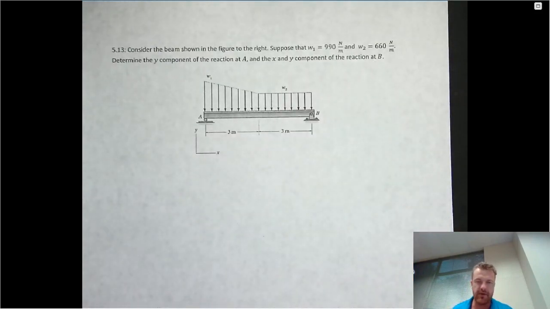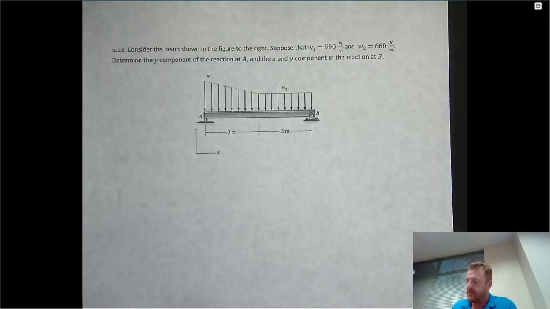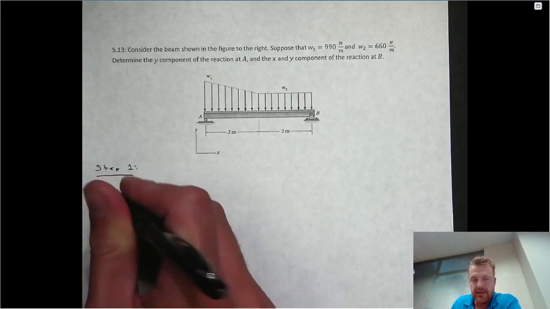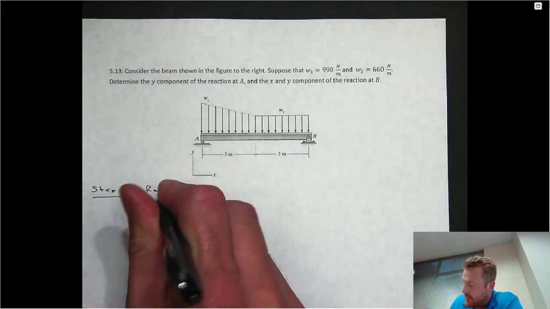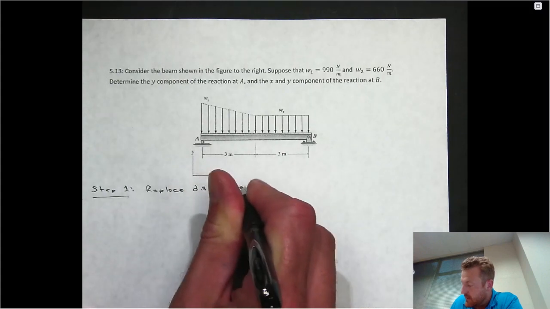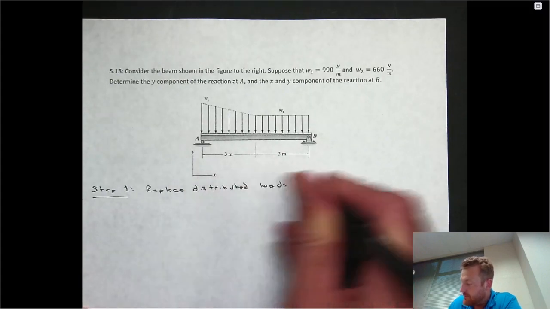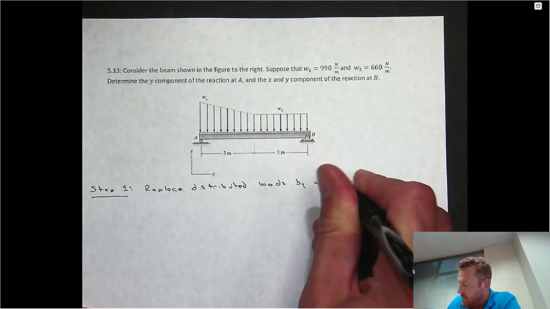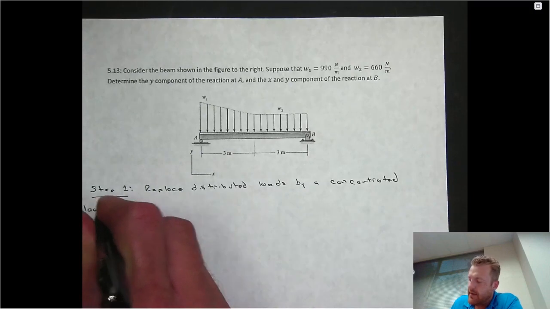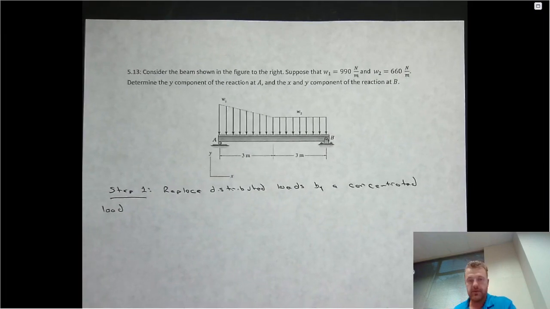So even though we ultimately have to draw a free body diagram, what I'm going to do for my first step is to replace the distributed loads by a single concentrated load. So I'll say step one, replace the distributed by a concentrated load. If you remember the way that works, I think it was about 2 weeks ago that we talked about this, we need to take the actual distribution and find both the magnitude of the single equivalent or concentrated load along with the point of application.